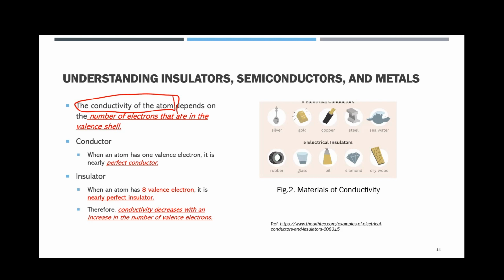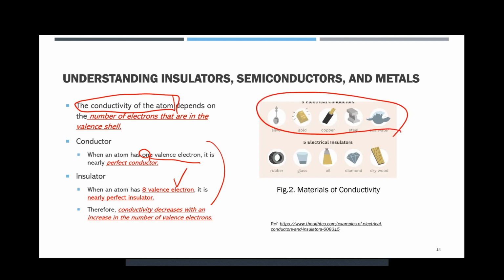But for the insulator, when an atom has eight valence electrons, it is nearly a perfect insulator. So conductivity decreases with an increase in the number of valence electrons. From these two statements, we can see that conductivity decreases with an increase in the number of valence electrons.